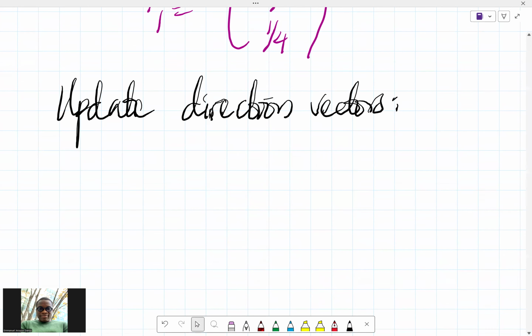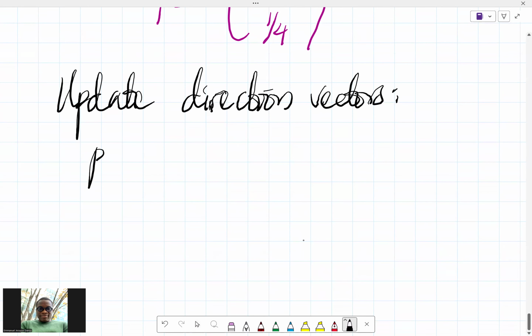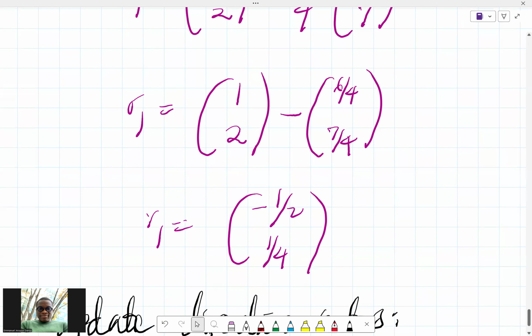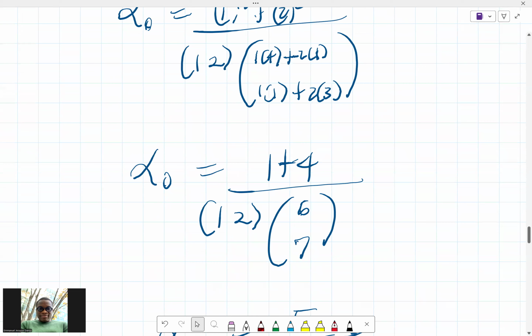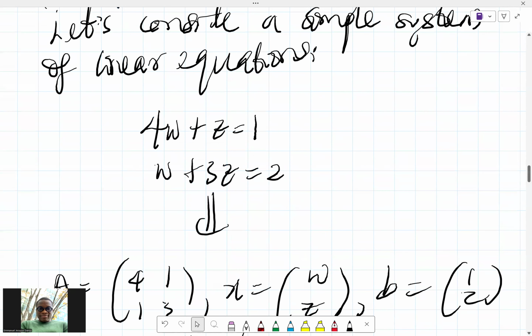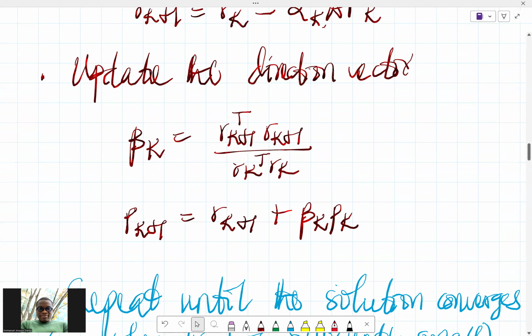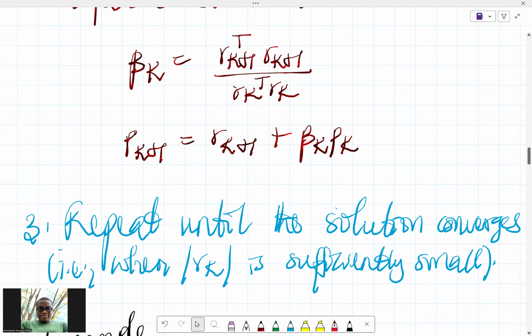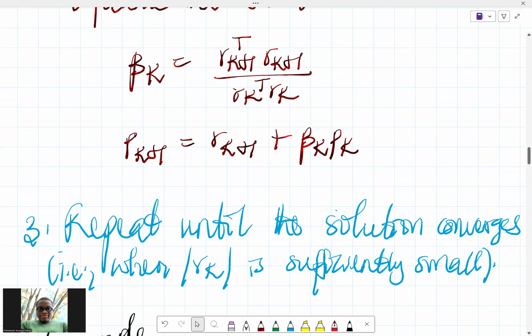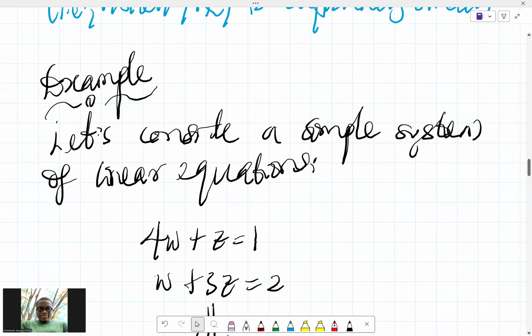Okay, so to update direction vectors, we have two expressions. The beta naught is equal to R1 transpose R1 all over R naught transpose R naught, I believe. Yeah, to update direction vectors. So beta naught is R1 transpose R1, then R naught transpose R naught. Then we have P K plus 1 to be R1 plus beta naught P naught. Okay, we come to that later.